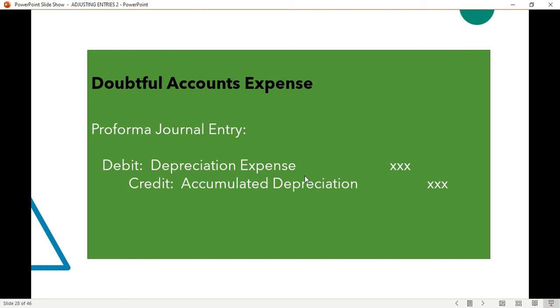When you recognize the depreciation expense, this is the journal entry: a debit to depreciation expense and a credit to accumulated depreciation. Accumulated depreciation is also a contra asset account because this will be deducted from the cost of your building, because your building or your tangible asset will be presented in the books at book value or carrying amount. Cost of the asset minus accumulated depreciation is equal to book value.